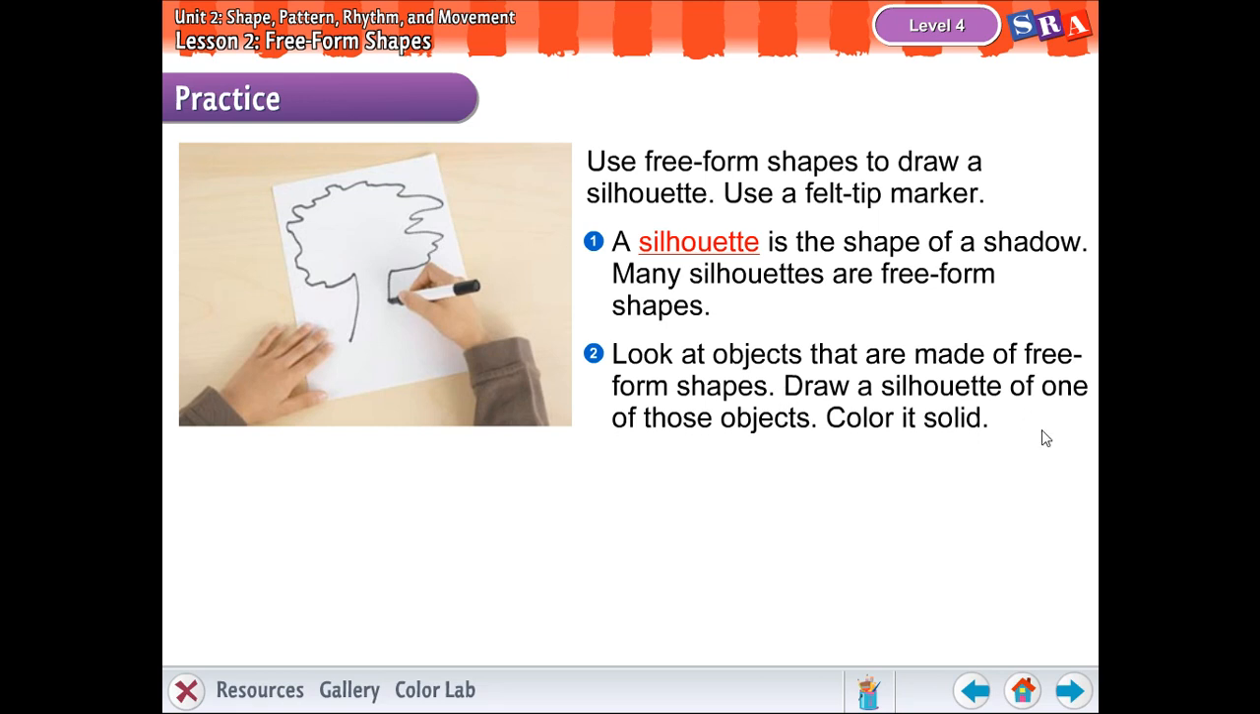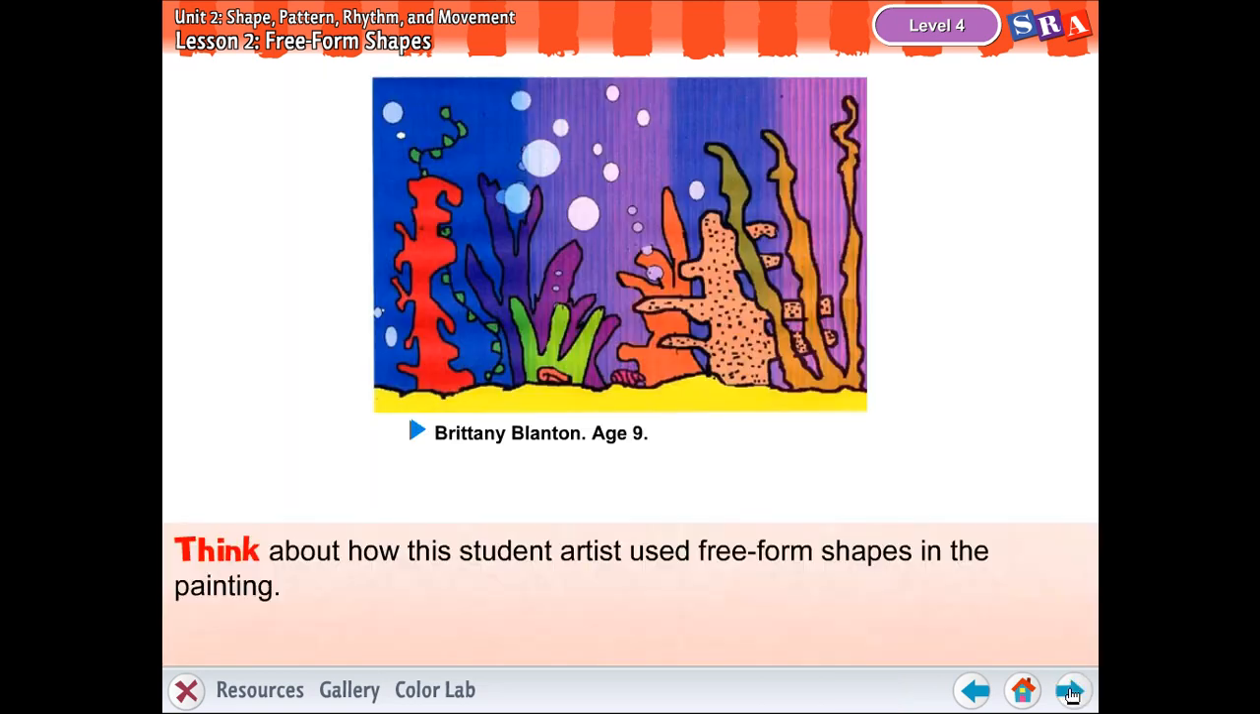Look at the objects that are made of freeform shapes and draw a silhouette of one of those objects. Like if you're looking at a plant, a silhouette would just be the outline of something, and then you color it in dark. This is just an activity you can try if you want to. Remember, anything that you do on this video is extra credit. Where you're actually going to earn your grade is by going to the Nearpod and showing me that you understand.